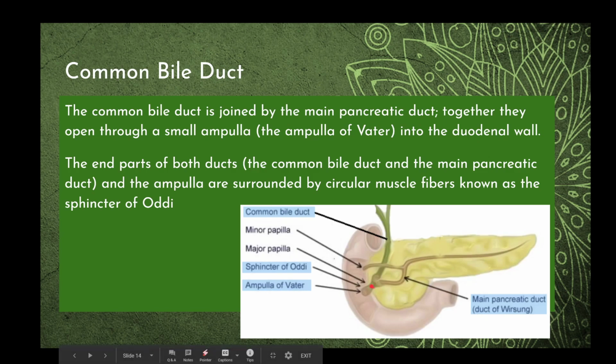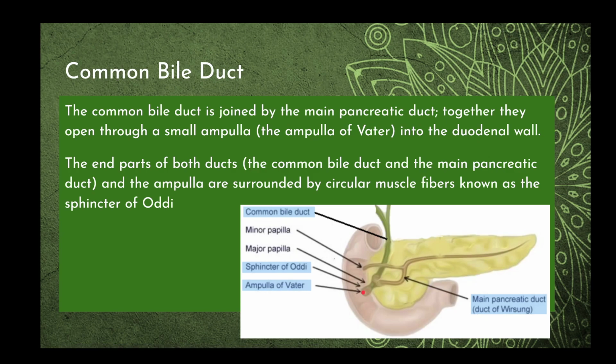And there's this tiny little hole in the side of the duodenum, inside of the first small part of the intestines, that these are going to join together and enter through. So this little hole allows the bile to flow into the duodenum, and it allows the pancreatic enzymes that help with digestion to flow into the duodenum. And then at the end of this little hole, the hole is called the ampulla of Vater.